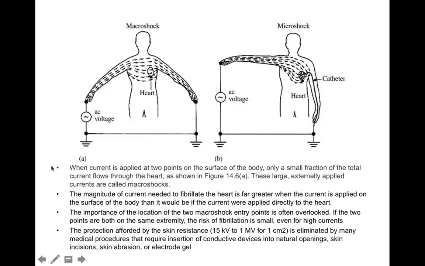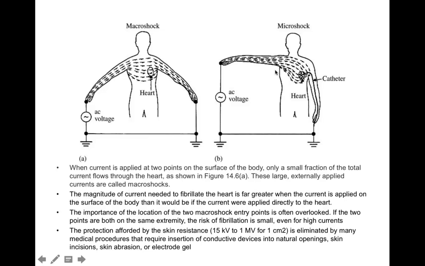These kind of currents pretty much are large, and they're externally applied, and these are called macro shocks. When the current's applied on the surface of the body, you have to have a much higher current to actually cause heart fibrillation than if current goes inside the body.